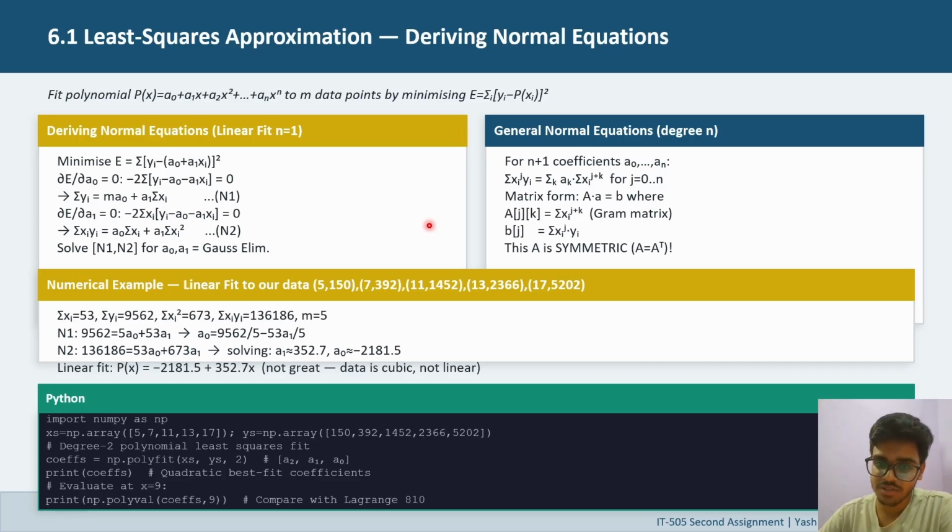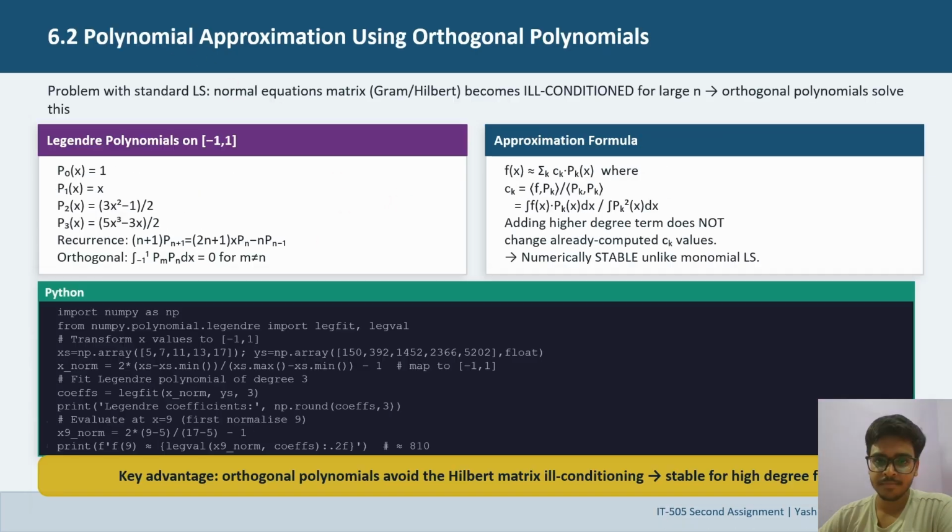The error function is pronounced as E equals summation of (yi minus p of xi) whole squared. For a linear fit, p of x equals a0 plus a1 x. Then we differentiate the error with respect to the coefficients and set them equal to 0. These equations are called normal equations. The final fitted equation becomes p of x equals 2181.5 plus 352.7x. But since the dataset behaves more like a cubic function, the linear fit is not perfect.